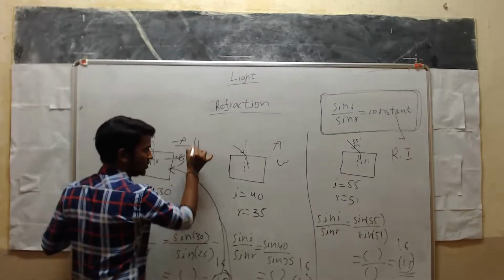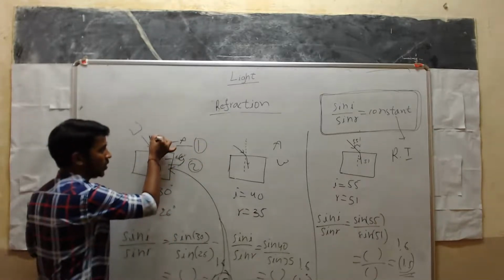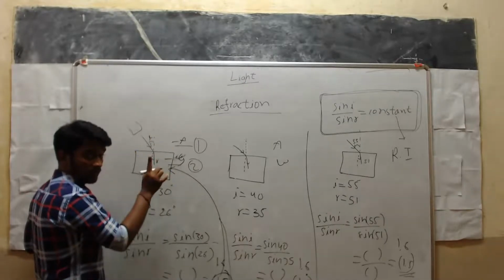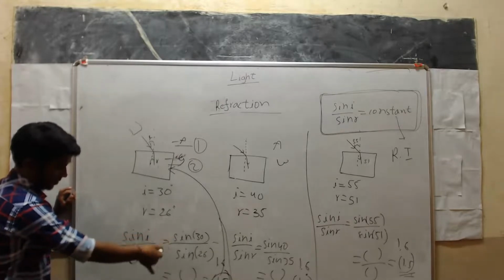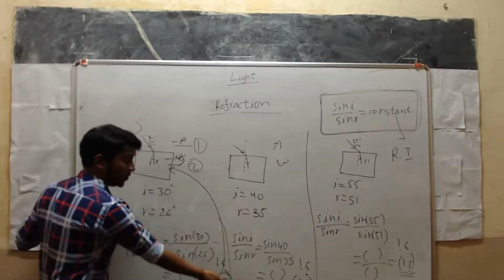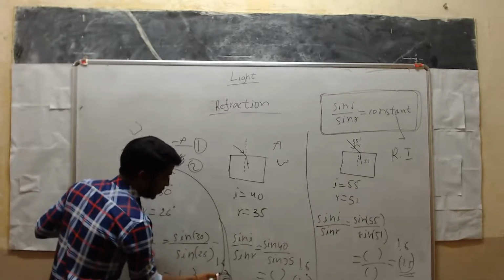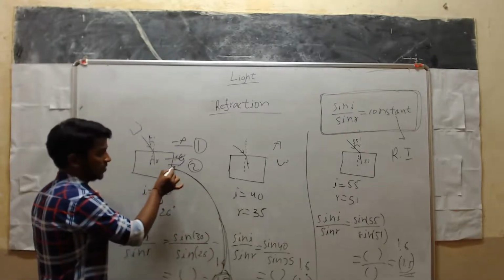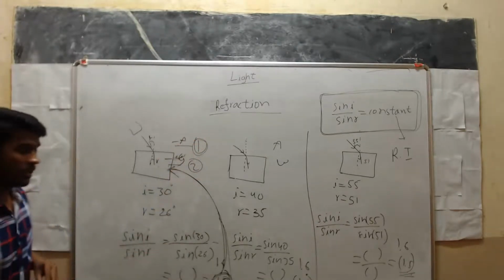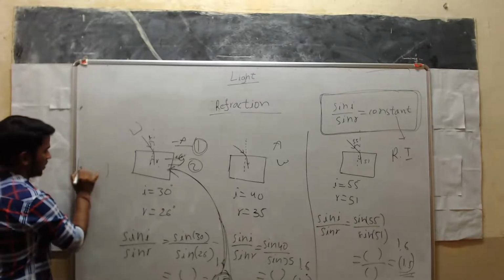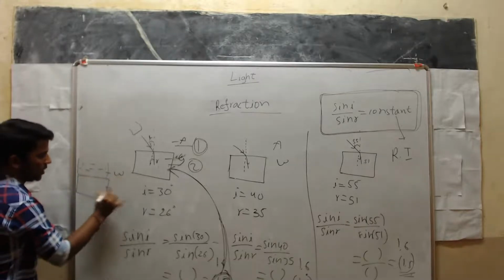So now I will call this medium 1 and medium 2. Now you are passing a ray of light from medium 1 to medium 2. So you will do these things, then finally you will get 1.5. Just imagine. Then this 1.5 is the refractive index of medium 2 with respect to medium 1. For example, just imagine I am passing a ray of light from water to glass.